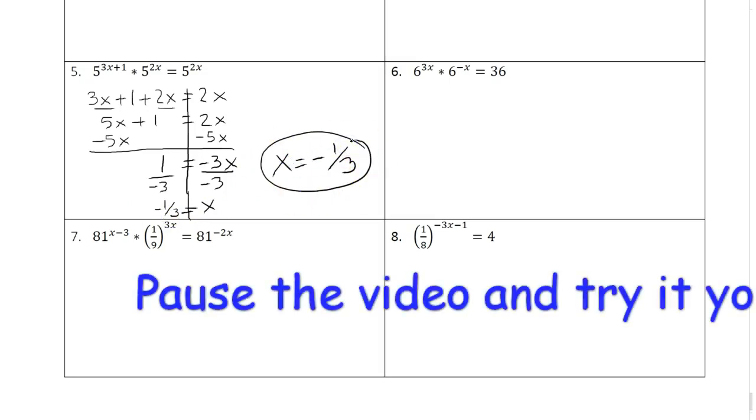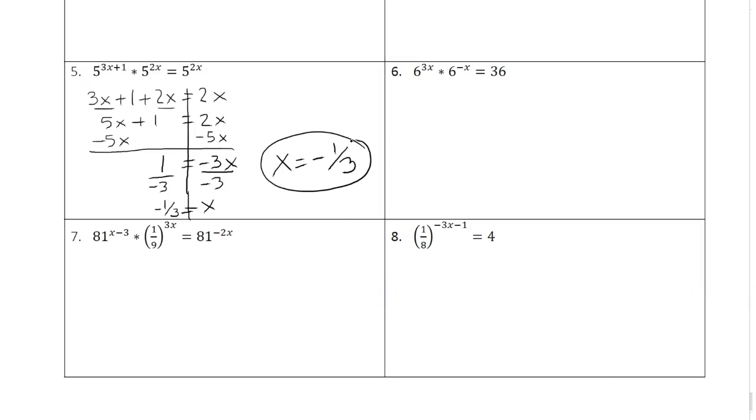Now pause the video and try the next one yourself. Now that you have tried it, check your work. First, notice that the bases are not all the same. They need to be the same before we begin. 36 can be replaced because 36 equals 6 squared. Now we can write 6 to the 3x times 6 to the negative x equals 6 squared.